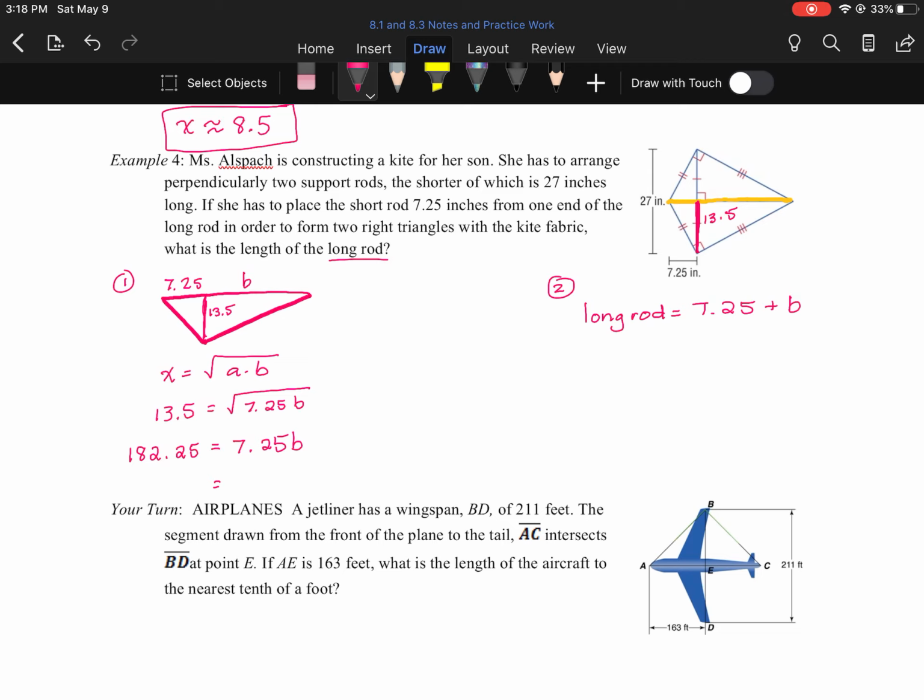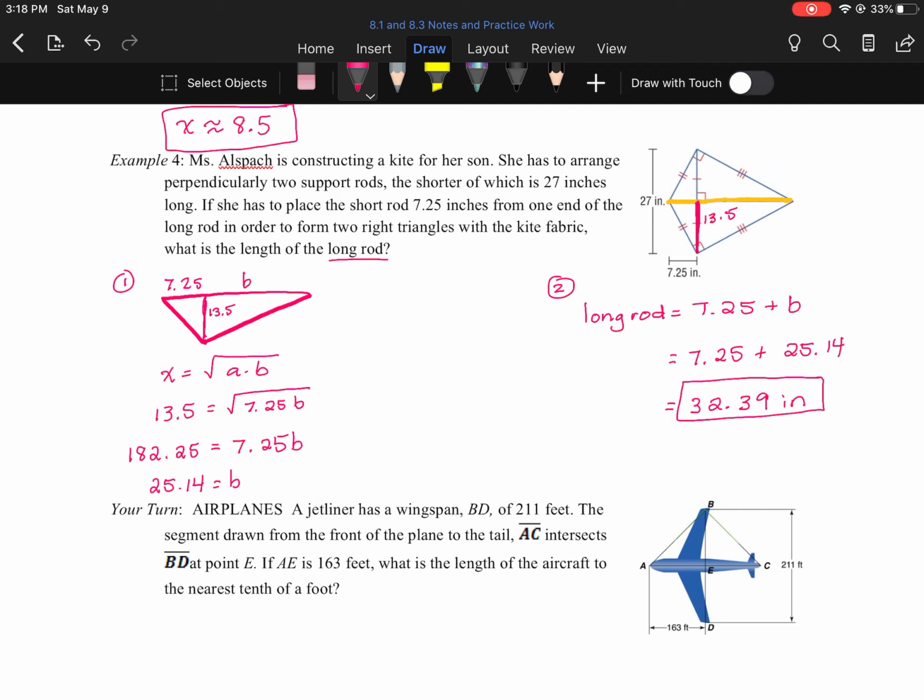And now we need to divide both sides by 7.25. And when we do that, we get 25.14. All right, so now we have b. So now we need to find the length of the long rod. So we need to take 7.25 plus 25.14. And we get the length of the long rod is 32.39, and that is in inches. So if they wanted us to round this, we could say 32.4 inches.